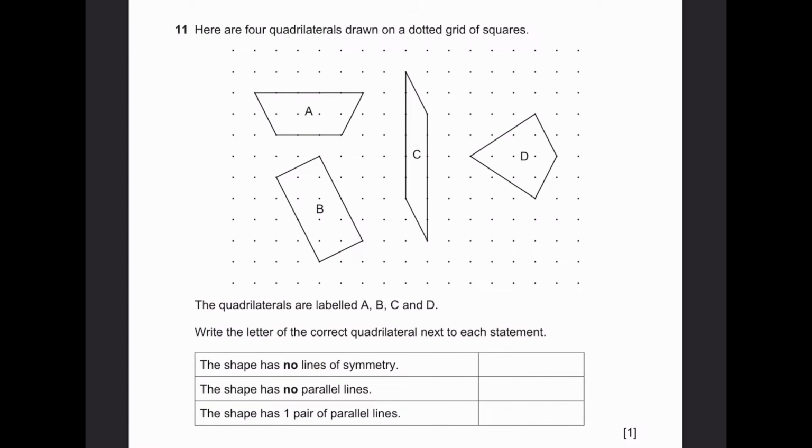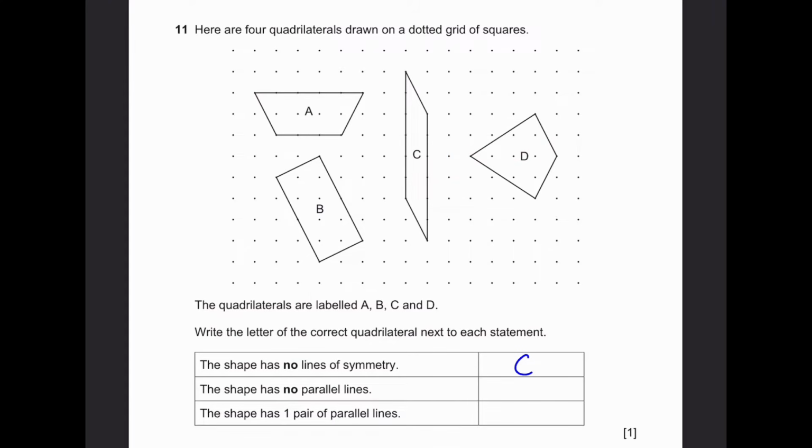Here are 4 quadrilaterals drawn on a dotted grid of squares. The quadrilaterals are labeled A, B, C, and D. Write the letter of the correct quadrilateral next to each statement. The shape has no lines of symmetry. We can see that A and B and D indeed have lines of symmetry. So the only one is C, which doesn't have. We can see A has a line of symmetry here, B has lines of symmetry here and here. D has a line of symmetry here.